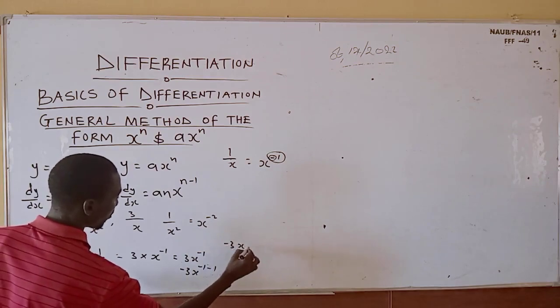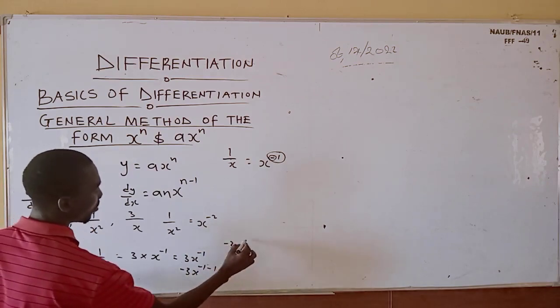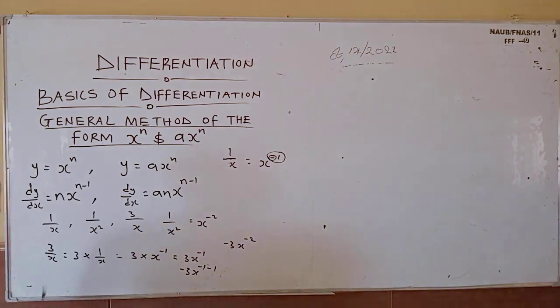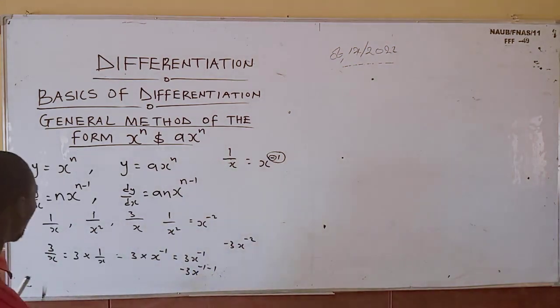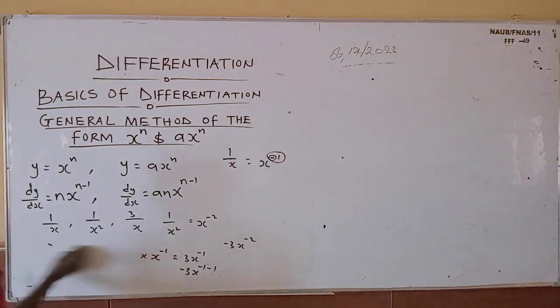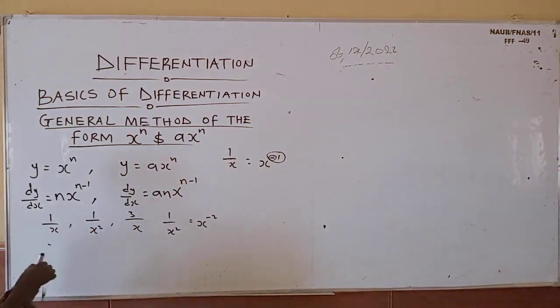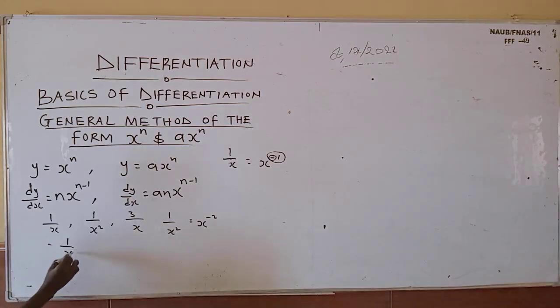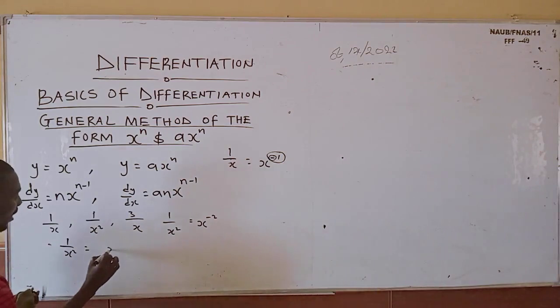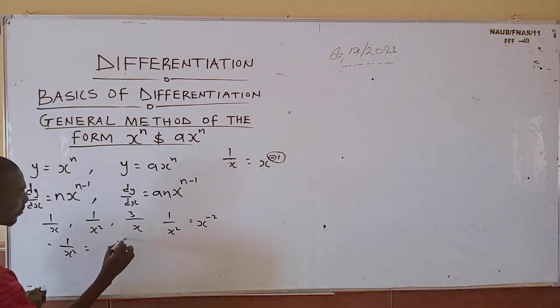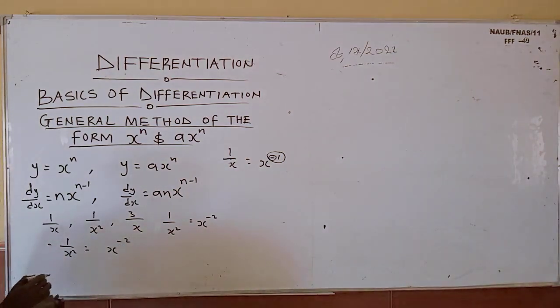Minus 3s to the power of what? Minus 1 minus 1 is what? Minus 2. Do you get this? Okay, so now the next one is 1 all over s squared. 1 all over s squared is the same thing as s to the power of what? Minus 2. Do you get this?